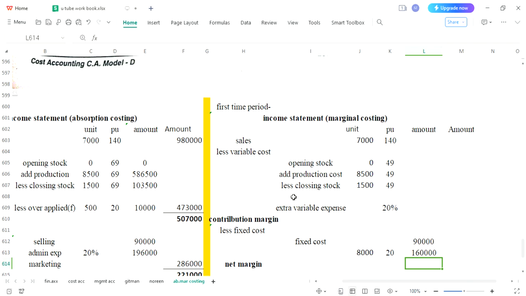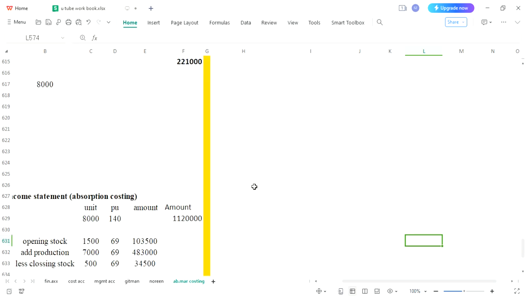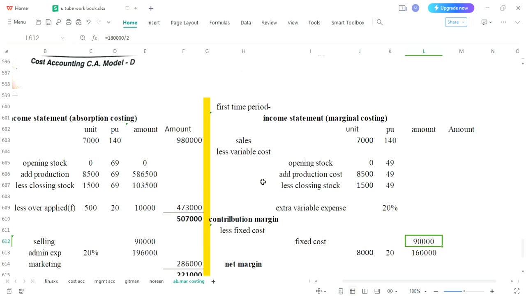Please do understand, this 90,000 was given in the question, and here it was described 180,000 for full year. For half year it would be 90,000, and then there was a fixed cost over here, 20, which was associated with normal production or standard production. Standard production was mentioned over here, but it was for full year. For half year 8,000 units and per unit 20. Same you have done over here, 8,000 units for half year and 20 per unit cost.